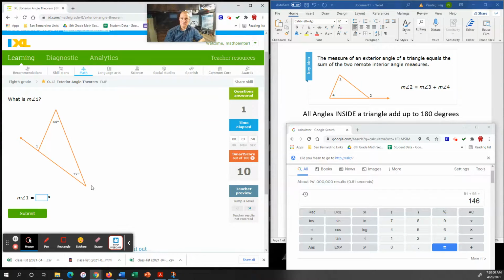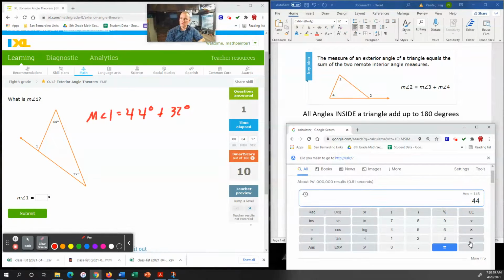All right, we got another question. We got the measure of angle 1 equals the two angles across. So we're going to add 44 degrees plus 32 degrees. Handy dandy calculator: 44 plus 32 is going to take us to 76 degrees. So the measure of angle 1, because it's just 44 and 32 added up, is 76 degrees, so we're going to go ahead and type in 76.